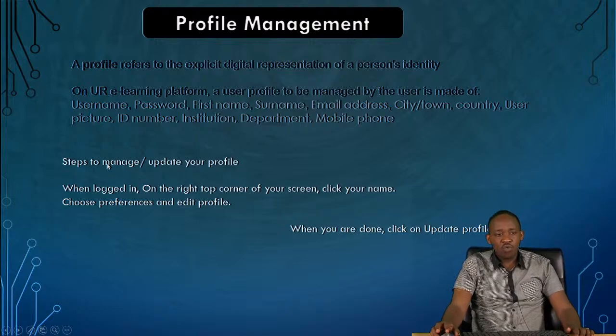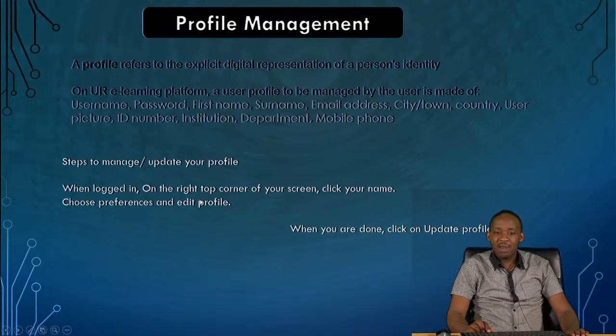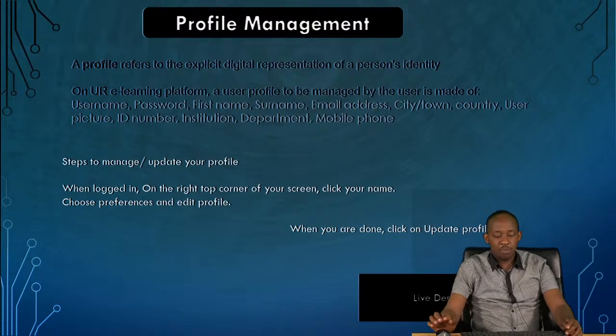So the steps to manage or update all of this profile information: first, you have to be logged in. It's the first step. You have to log in first. And once logged in, your name will appear at the top right corner of your screen. If you click on your name, a list of sub-menus will appear, and you choose Preferences. To manage your profile, you go through Edit Profile. And when you are done, you have to click on Update Profile.